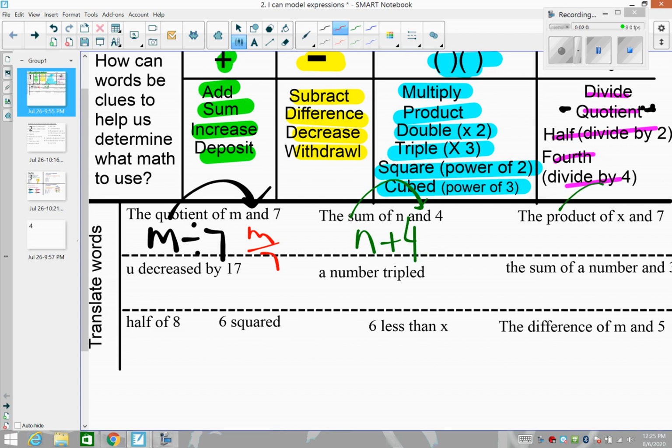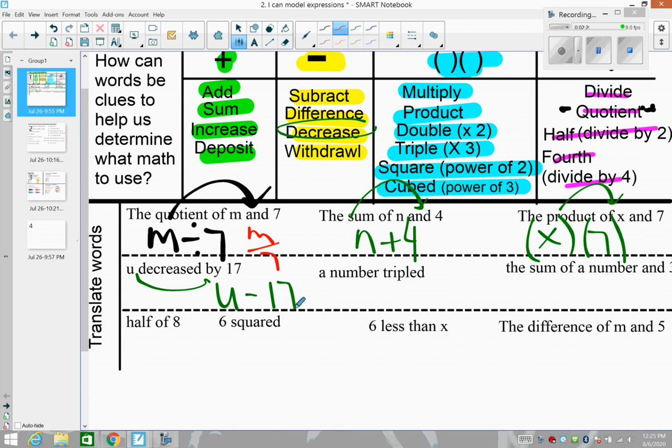Okay, product. The product would be x multiplied by 7. Okay. So decrease. Decrease is a subtraction situation. So u is going to decrease by 17. So we take u, whatever the value was, and we're going to decrease it by 17, or we're going to take 17 away. That's the same concept of a withdrawal out of your bank account.